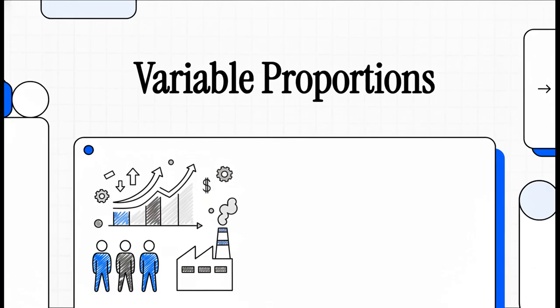If you've ever found yourself wondering how businesses figure out exactly how many workers to hire, or when throwing more resources at a problem actually starts hurting the bottom line, well, this is the theory that explains the whole shebang. Plus, if you're ever staring down that classic 6-mark exam question asking you to state and explain the 3 stages of production, we're going to break it all down step by step so you can totally master it.